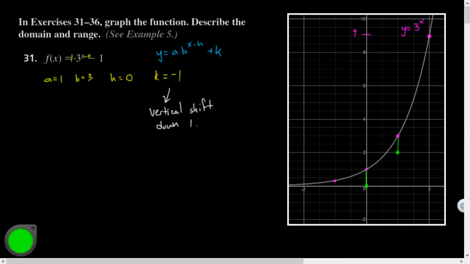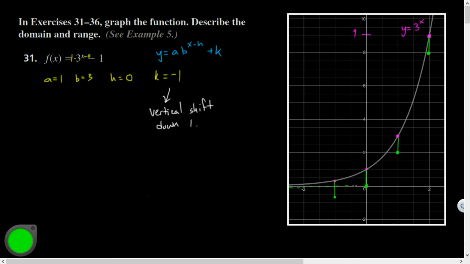This point was at 9, but now when I move it down 1, it's going to be at 8. And this point was at a third. When I move it down 1, down a third, down 2/3, down 3/3, it's going to be down at -2/3 high.